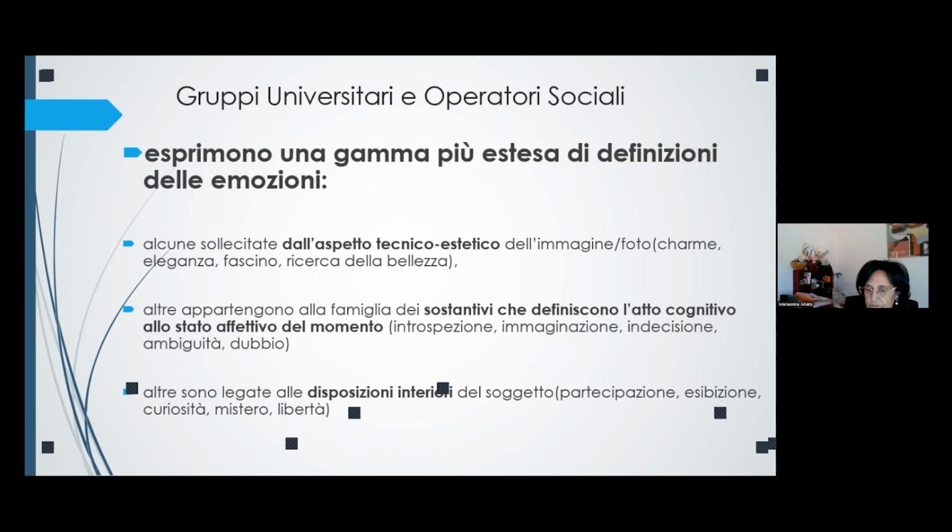On the other hand, students and social workers had emotions that were related more to what they were seeing, so to the beauty of the model, looking for the beauty, to charm, or feelings like being more introvert or finding it difficult to decide what the story was, and also feelings like being curious or like mystery and freedom. Next slide.